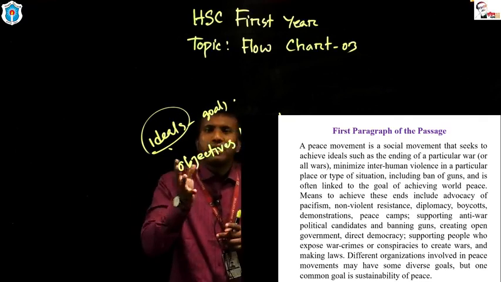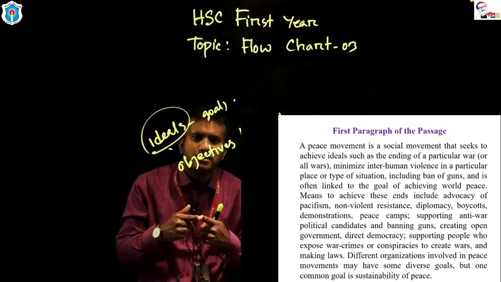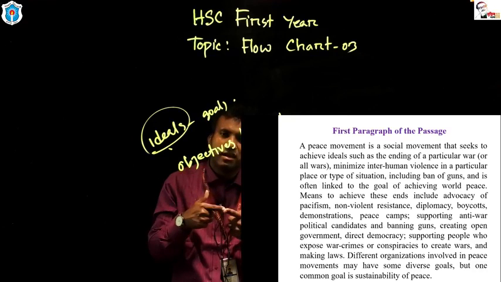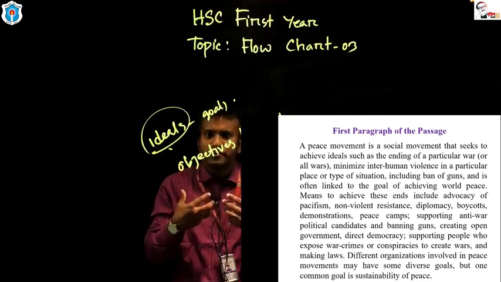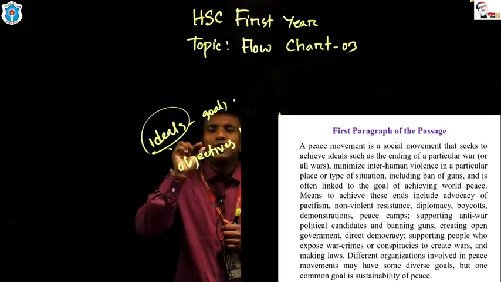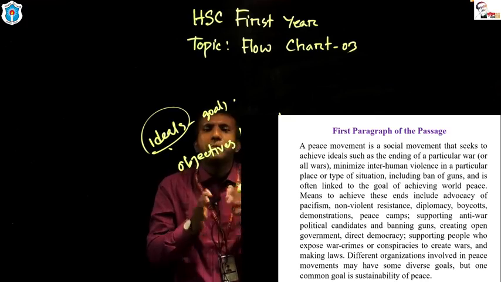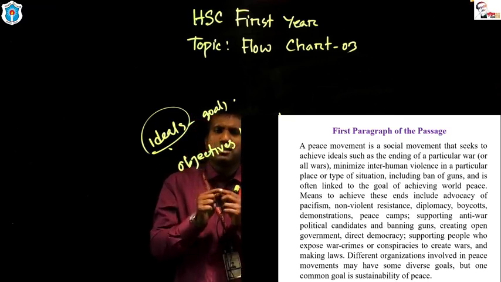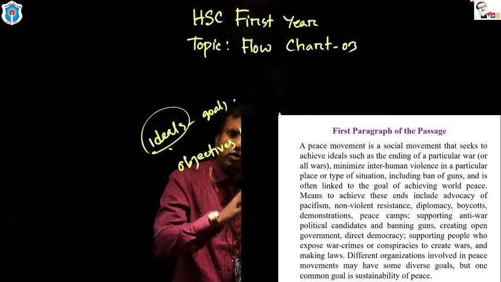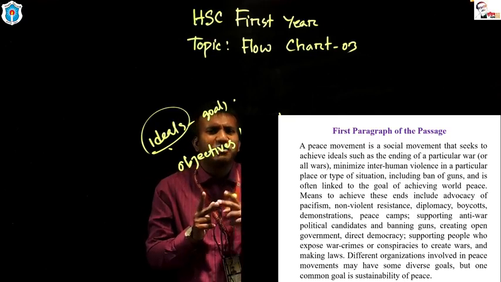The second target of peace movement is to minimize interhuman violence. There exists violence between human and human, and we want to reduce, we want to lessen this interhuman violence. And to reduce interhuman violence is a vital target of peace movement. Up to this part, we have got two targets of peace movement. One is end of a particular war or all wars. Second one is to minimize interhuman violence.